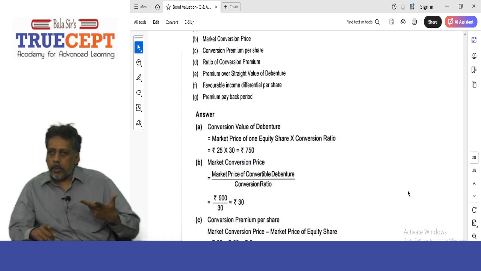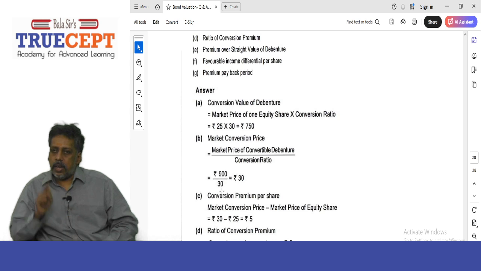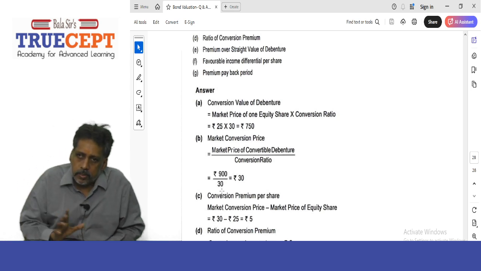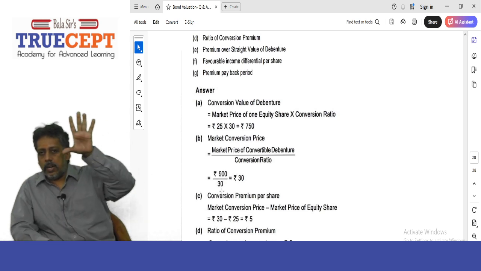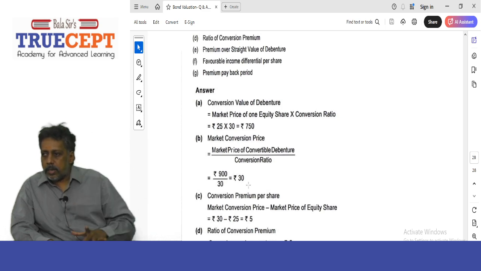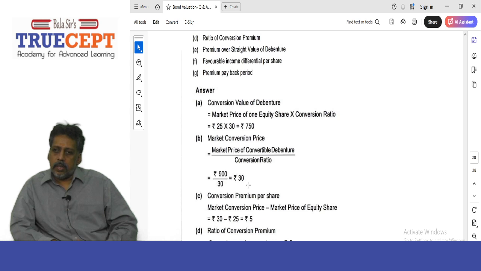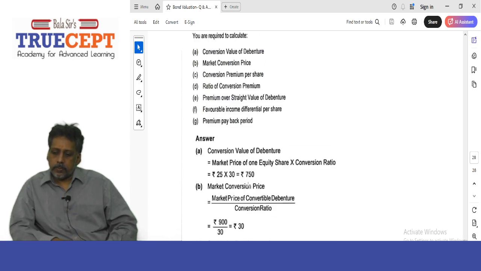So the market conversion price, just see the formula. Take the market price of a convertible bond, numerator, how much? 900, divided by the conversion ratio, 30, which is 30 shares. So rupees 30 per share is called the market conversion price. Understood? Yes, sir.